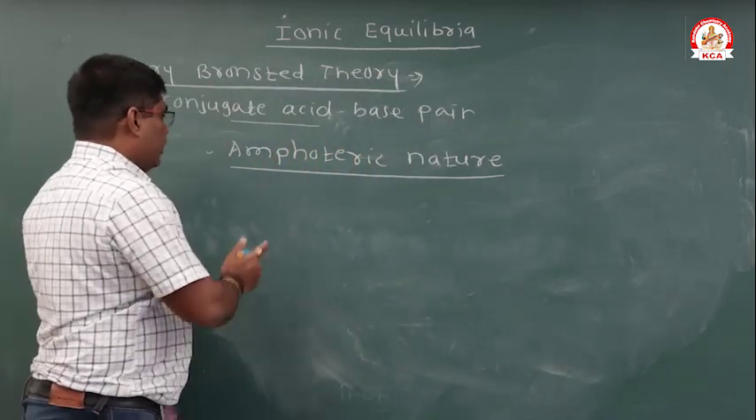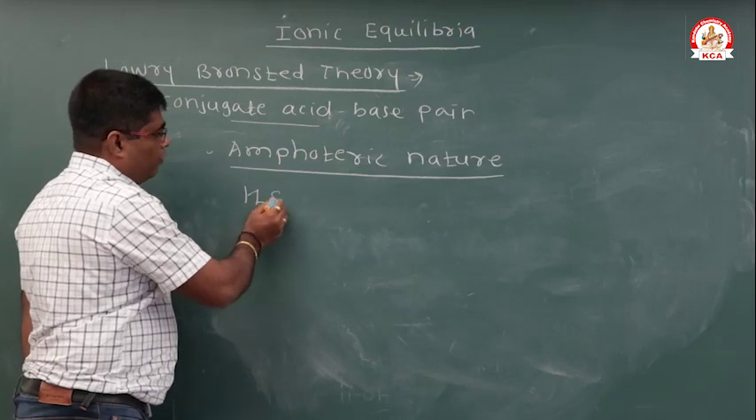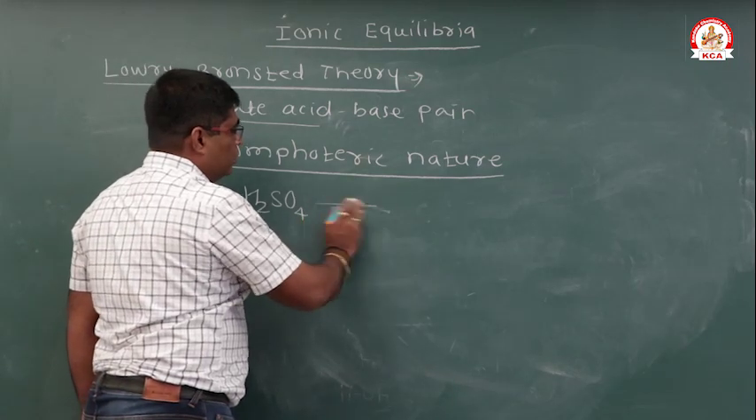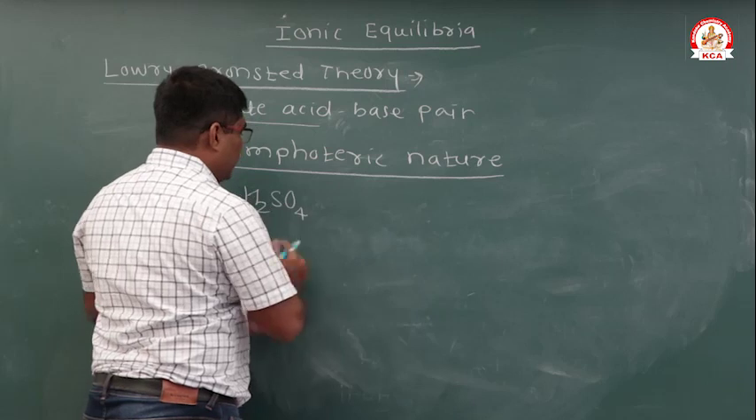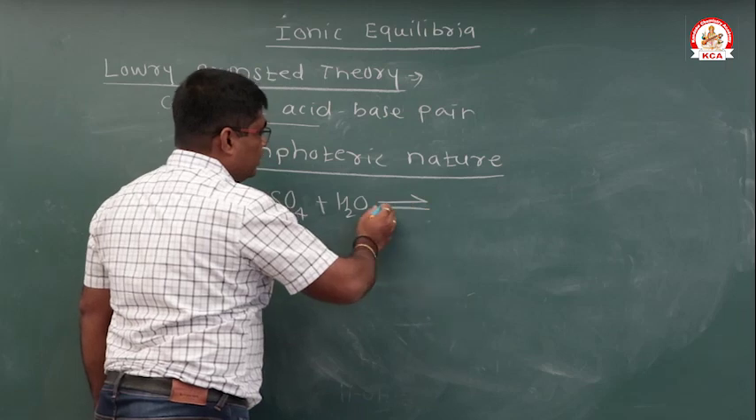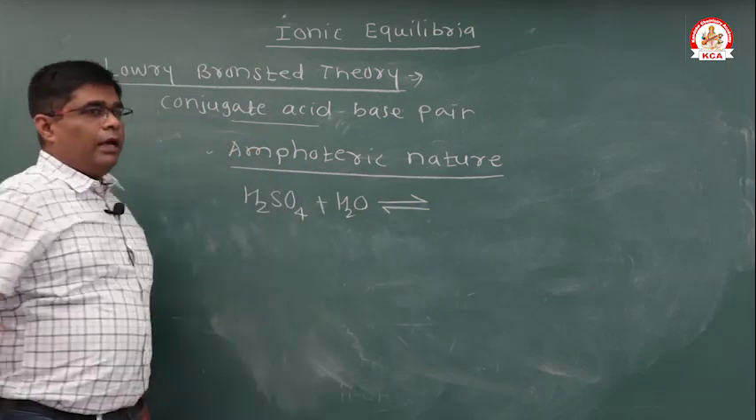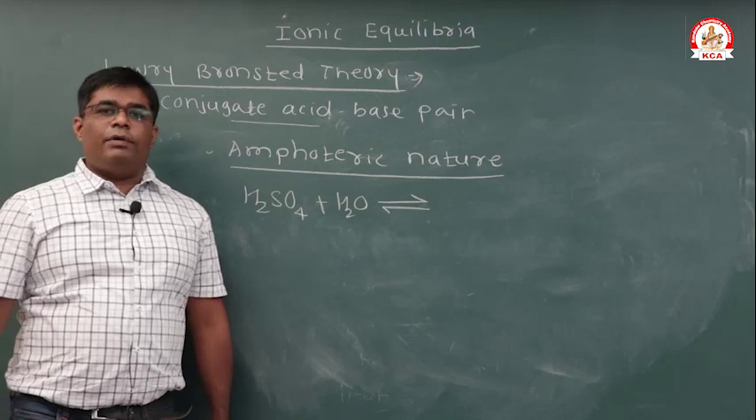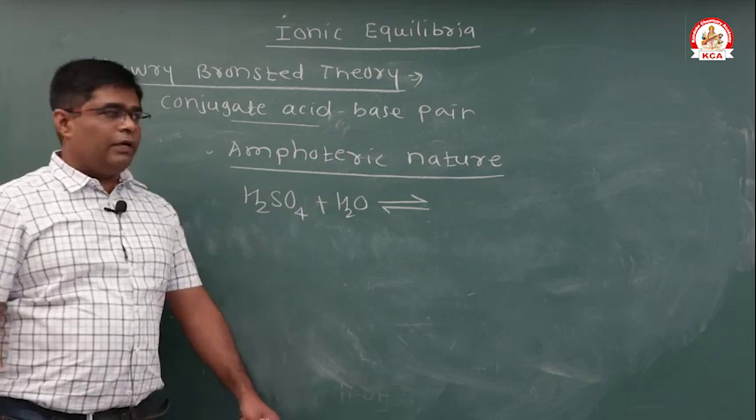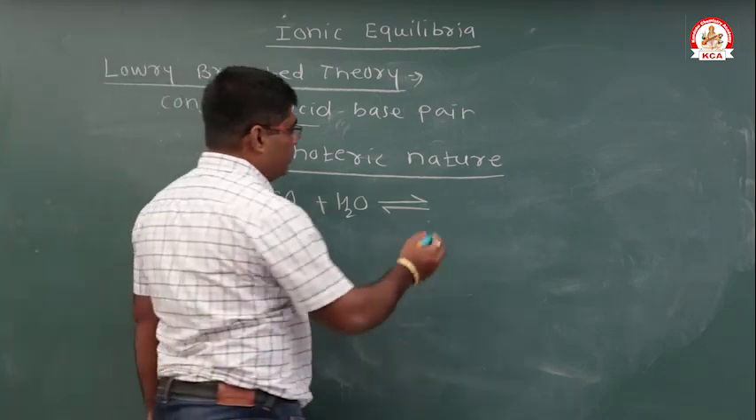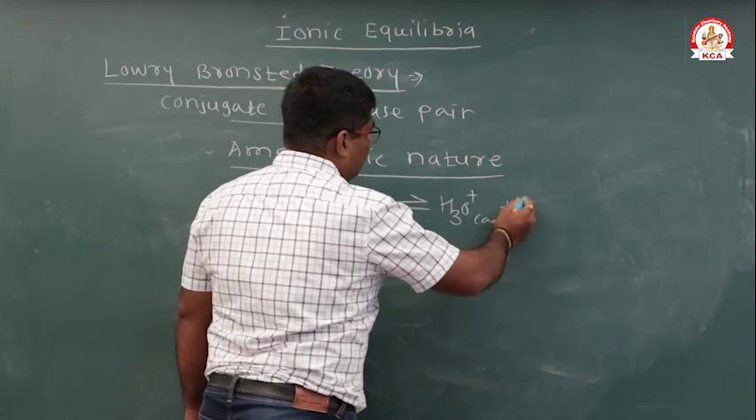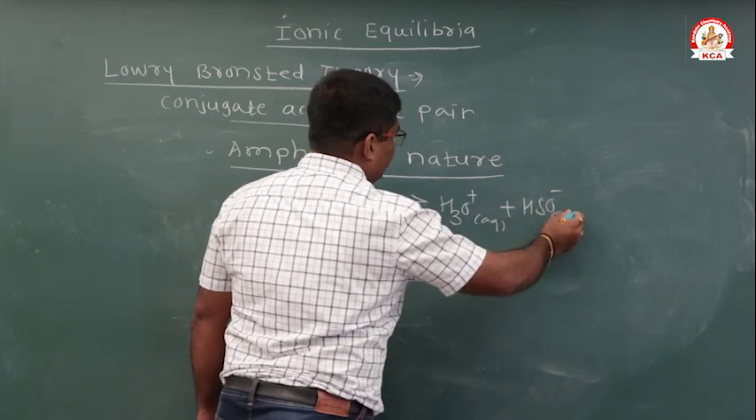For example, see this one, H2SO4. Consider H2SO4. What happened in case of H2SO4? H2SO4 with water, H2O. And remember that according to this theory, at a time an acid donates one proton or a base accepts one proton. Means according to this theory, H2SO4, sulfuric acid, is the acid. Why? Because it donates one proton, forming H3O+ (aq) and HSO4- (aq).